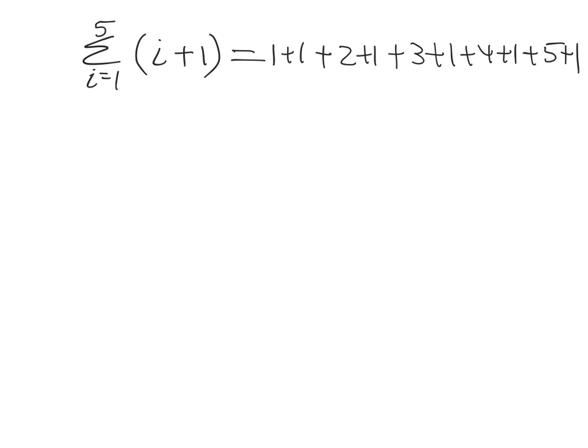Now, from there we can simplify. We can regroup each one of those terms. We added 1. So instead of writing out i plus 1 each time, we can separate it and say it's the same as the sum of i plus the sum of 1.